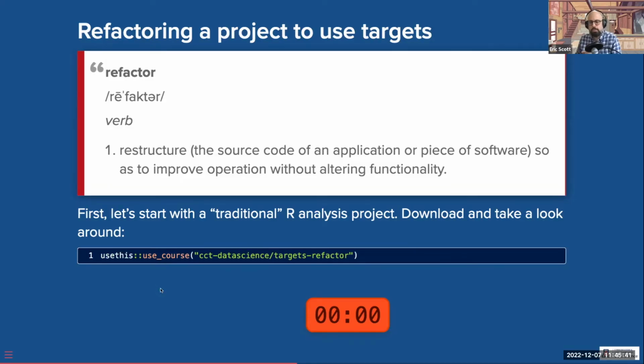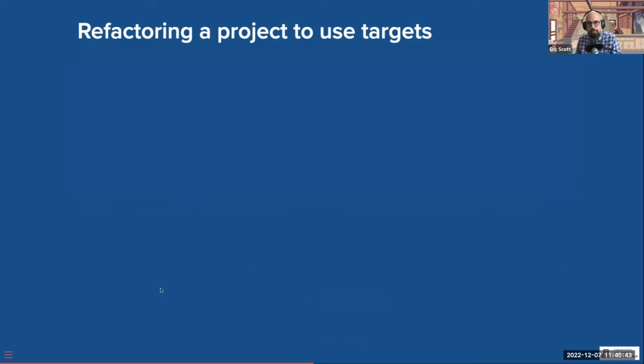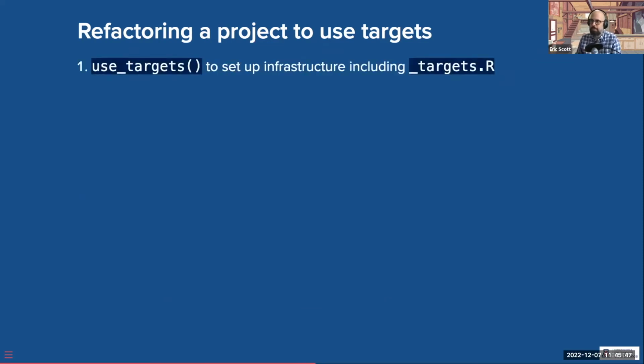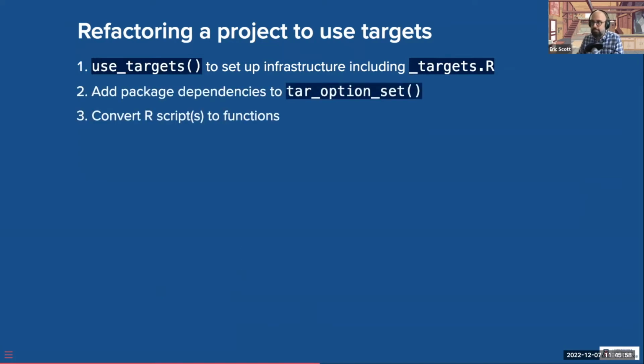So we're going to go through step by step how to refactor this project to use targets. So the first thing, like we saw in my demo earlier, is to run that use_targets function, and that will set up the infrastructure. The second thing is to add package dependencies to that tar_option_set, that packages argument, figure out what packages are needed. Third step, converting R steps to functions, writing targets, running tar_make.